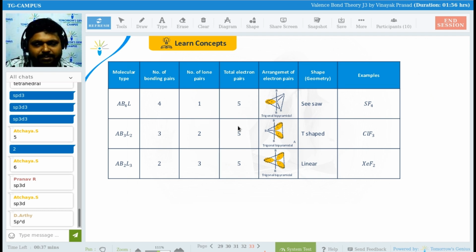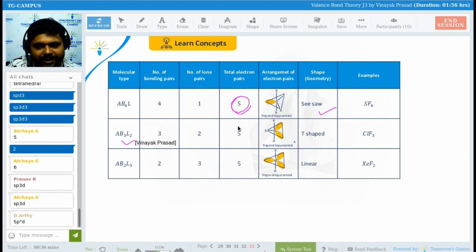Now, here you can see AB4L type. It means the total number of electron pairs is 5. Getting my point, everyone? And their geometry is trigonal bipyramidal. Trigonal means triangle, and bipyramidal, one is upward and one is downward. And the shape is seesaw shape. Hybridization you can mention.